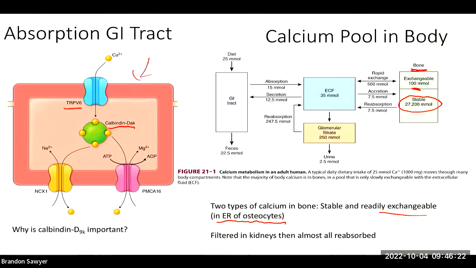Okay, so when we want to pull that calcium out of bone, we have to either stimulate the endoplasmic reticulum to release it, or we need to break down that stable supply.